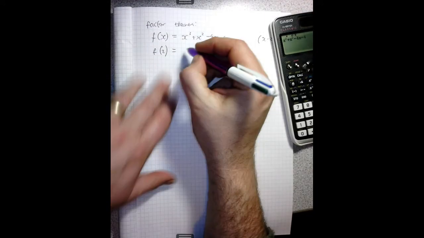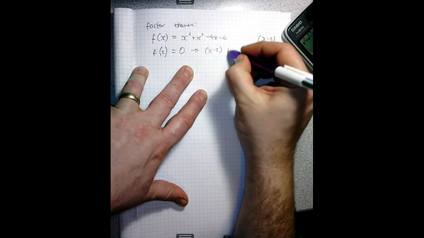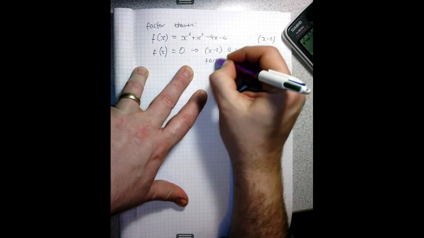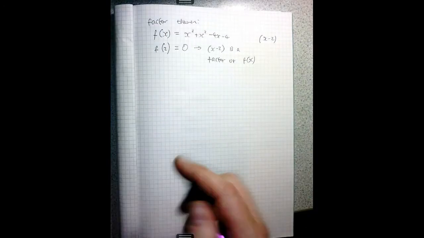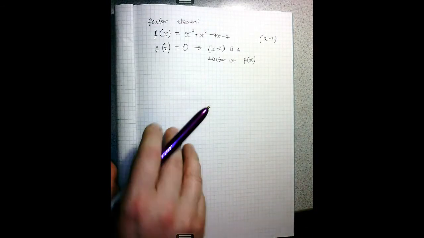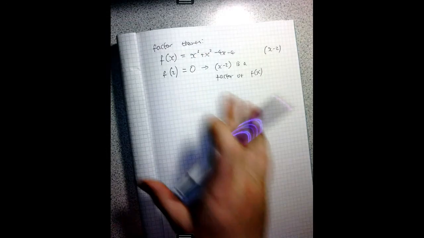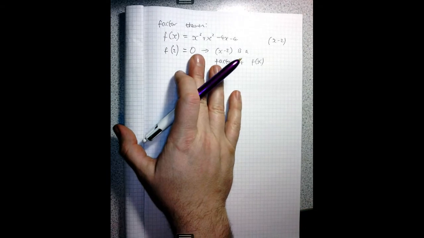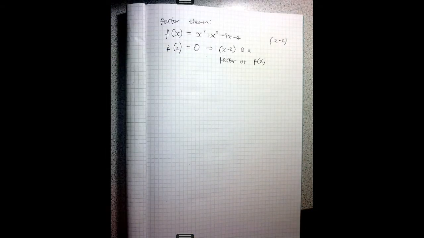Good, I get 0. f of 2 is 0, implies that x minus 2 is a factor of f of x. So to show something is a factor, either algebraic long division or the factor theorem, equally good if it's not specified. Often in exams it is specified though.